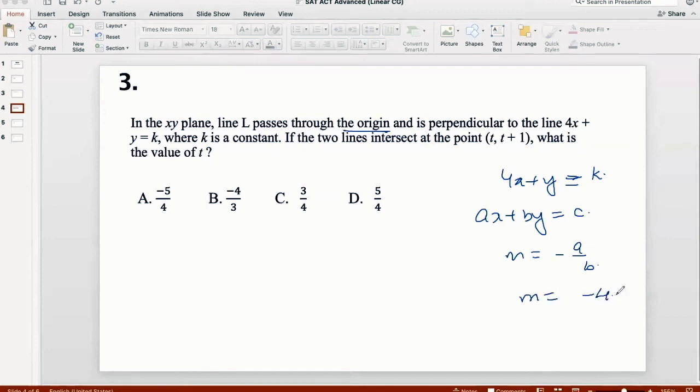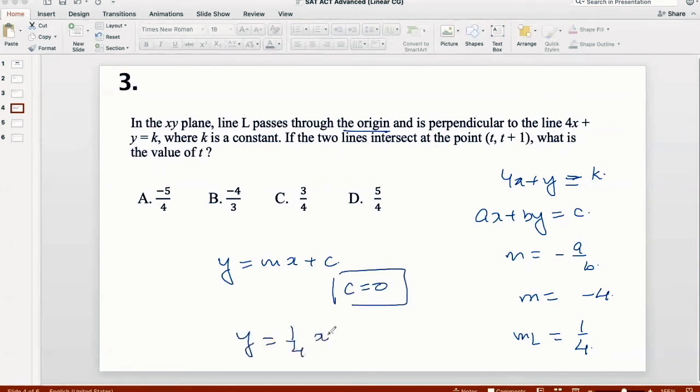Now, since line L is perpendicular to this line, the slope of line L will be 1 by 4, because perpendicular line slopes are negative reciprocals of one another, right? So the slope of line L will be the negative reciprocal of negative 4, which is 1 by 4. So if I write the equation of line L as y is equal to mx plus c, then c has to be 0 because the line passes through the origin. So there is no y-intercept. So y becomes 1 by 4 x, right? So this is the equation of line L.